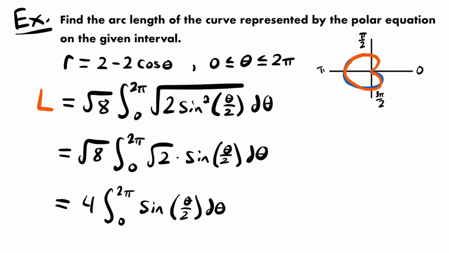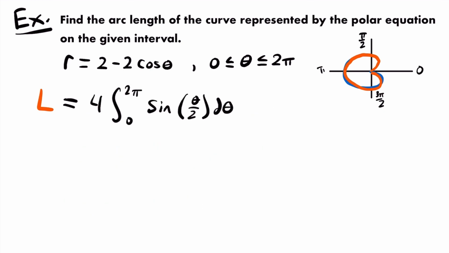All right, and so now at this point, you can see that we have a fairly simple integral that we can integrate. That was the whole purpose of using that trig identity to rewrite our integral so that we could eliminate this square root and have a much simpler integral to deal with. All we have to do to integrate sine of theta divided by 2 is use u substitution. We'll set u equal to that inside function of theta divided by 2, and then we'll be able to integrate in terms of u. So let's do that. Let's go ahead and use u substitution here.